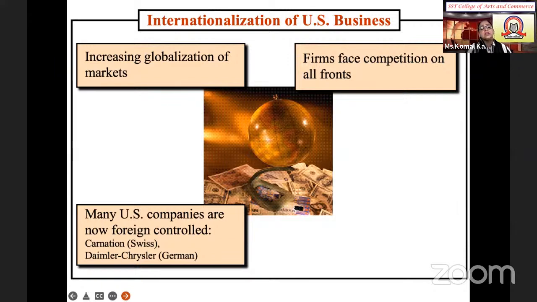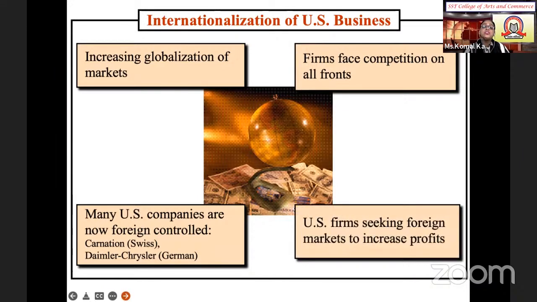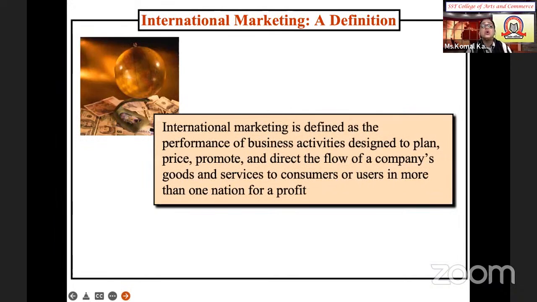Many US companies are now foreign controlled, like Carnation is controlled by the Swiss, Daimler, Brussels, German. US firms seek foreign markets to increase profit. Why have I focused on American markets? Because America gives a good, sound, solid base for international business.